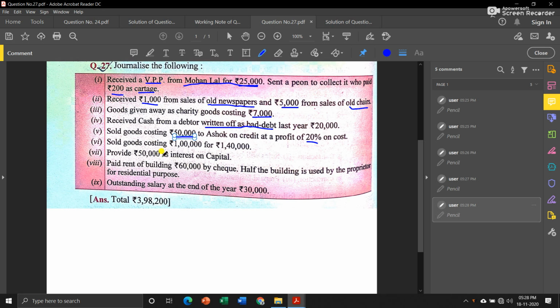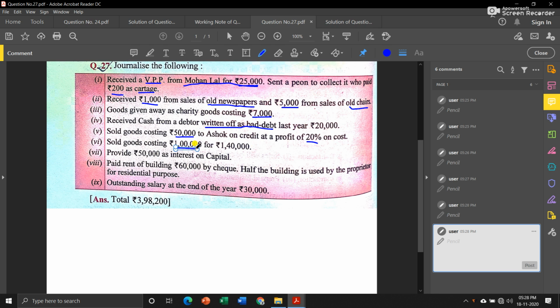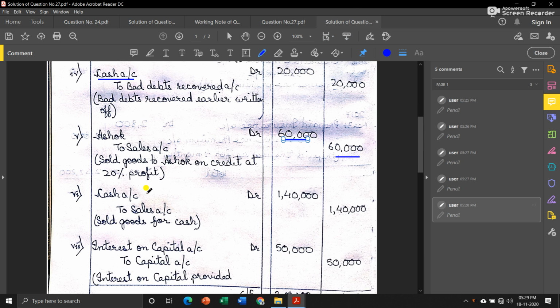Then next transaction: sold goods costing 1 lakh for 1,40,000. Now this 1 lakh is only the cost price, and in the journal we write the selling price, so we will write 1,40,000. They haven't mentioned whether this transaction was credit or cash, but they haven't mentioned the name of any particular party to whom we sold goods, so we will consider it a cash transaction. So we will pass the journal entry as cash account debit, to sales, and the amount will be 1,40,000. Remember, in the journal we write only the selling price.